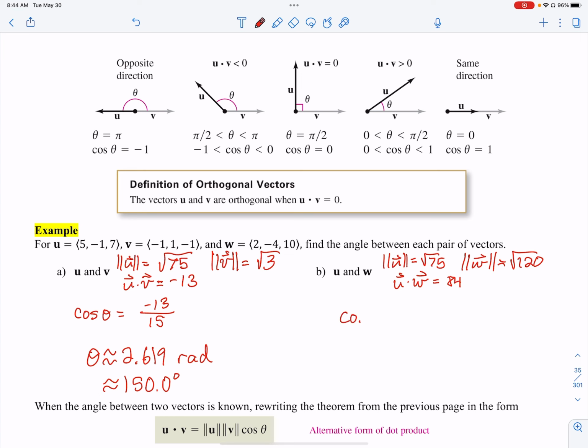So that means cosine of theta is equal to 84 over, okay, let's do that. 75 times 120 is 9,000, which doesn't have a pretty square root, so I'm going to leave it as the square root of 9,000. And then do my inverse cosine here. Oh, and we have a domain error.